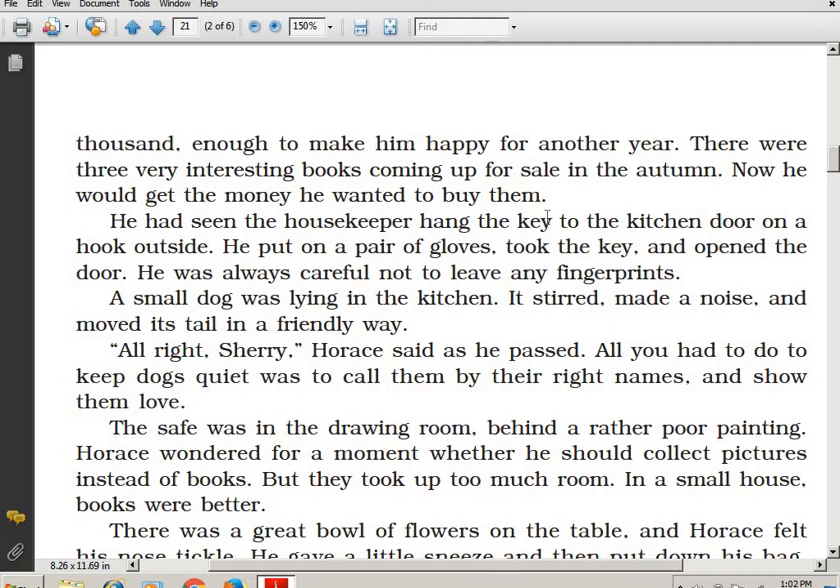Students, you know that when new books are coming, the price is more. And so he knew what he wanted. And for that, he was doing this robbery.